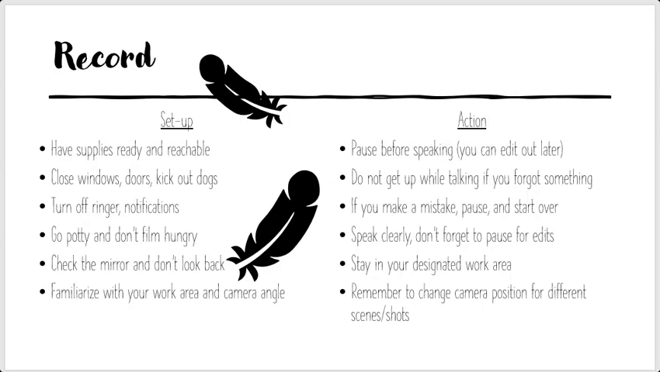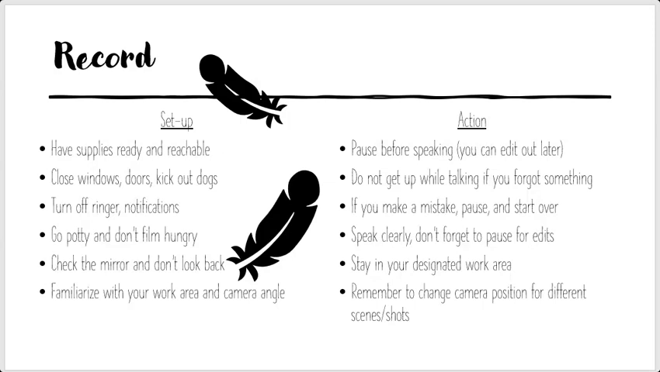Sit down and get comfortable one last time to double check you have all that you need at your work area before starting. Ready? Action. After you hit record, go sit or stand at your designated work spot. Take a moment to breathe and pause. Then look at the camera and begin.